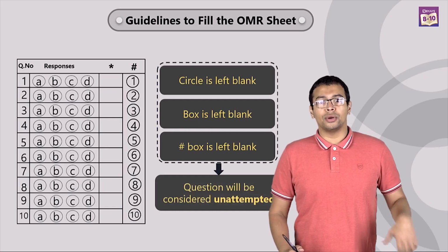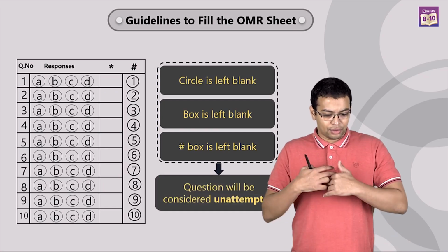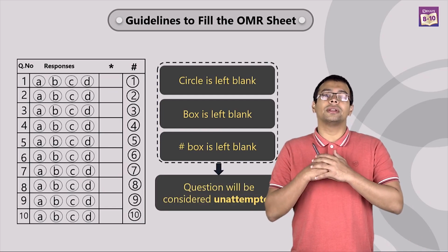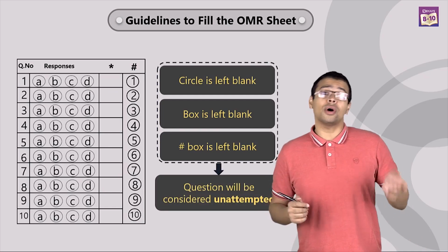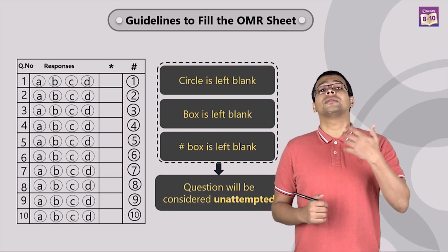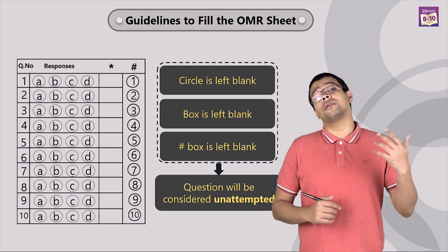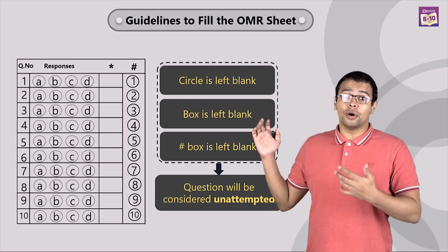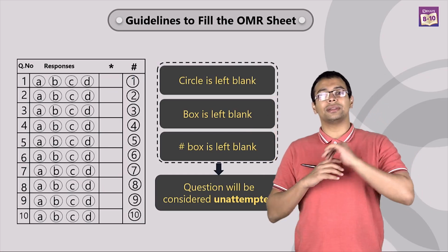Okay. How do you confirm that something is unattempted? Do not fill the box, do not fill any of the circles. Or if you have by mistake filled the circles, or the box, or if you've by mistake filled the circle and filled the box, then fill up the hash as well to say that this is unattempted.